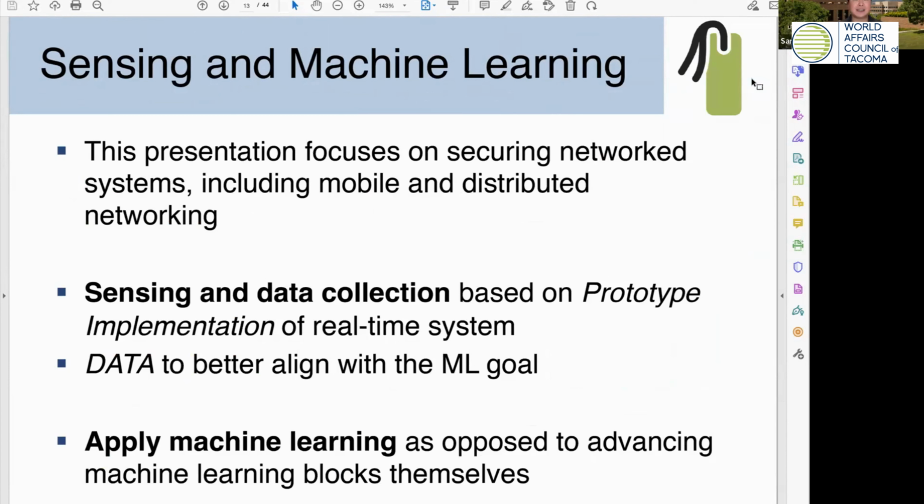This presentation does focus on securing network systems, including mobile and distributed networking. So think about 4G, 5G cellular networking. Distributed networking will actually talk about Bitcoin and cryptocurrency.